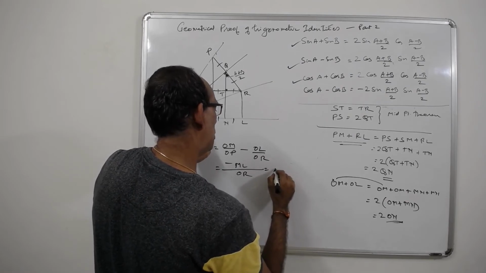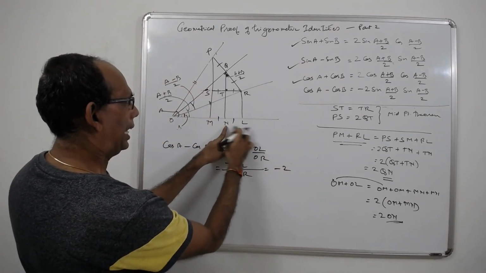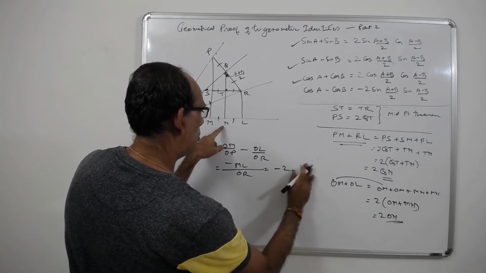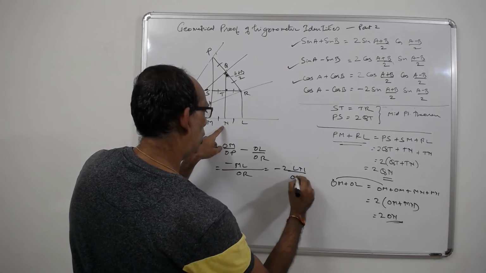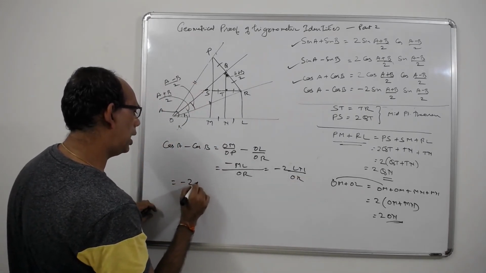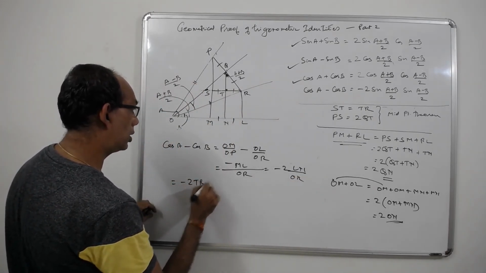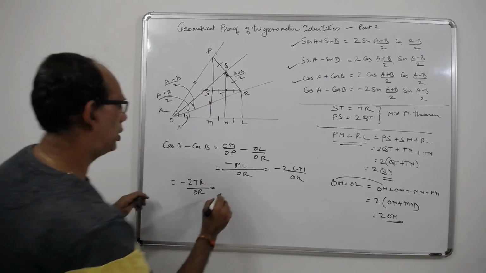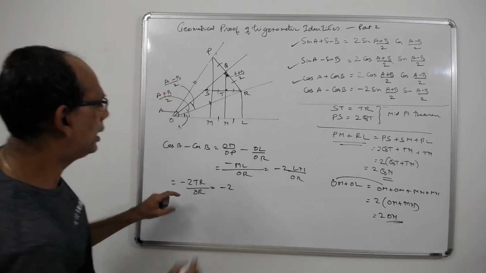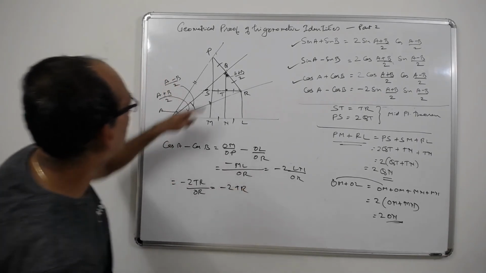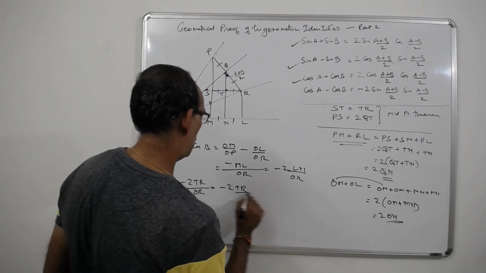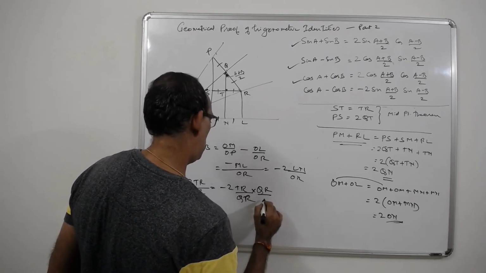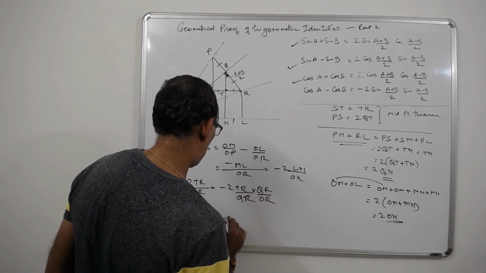Can I say minus 2 times LN, or can I say TR? 2 times LN upon OR. Or I can even say minus 2 times LN same as TR, because I am working on this triangle now. On OR. See what you get? You get minus 2 into TR. Let's divide it by QR, so multiply by QR upon OR.